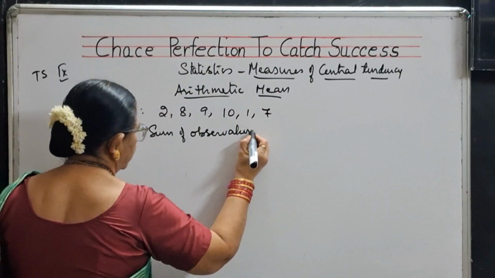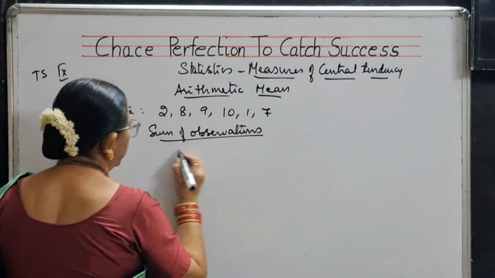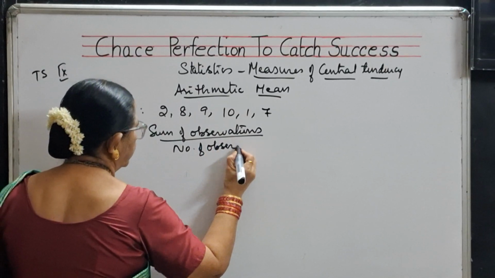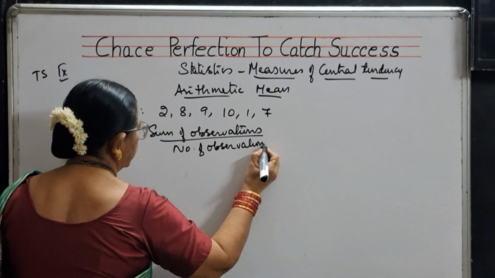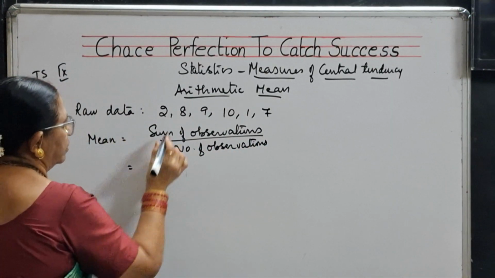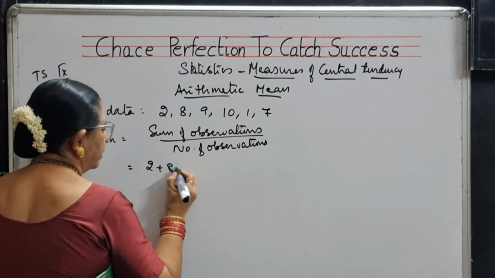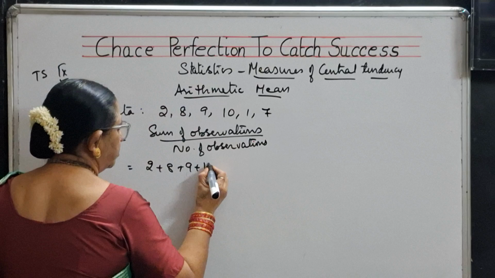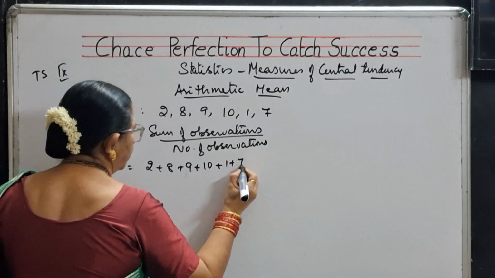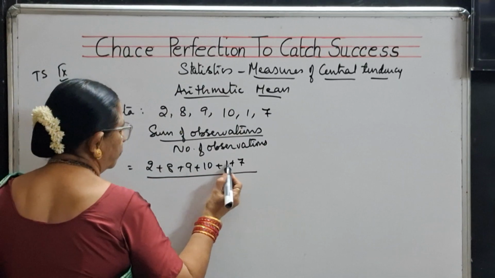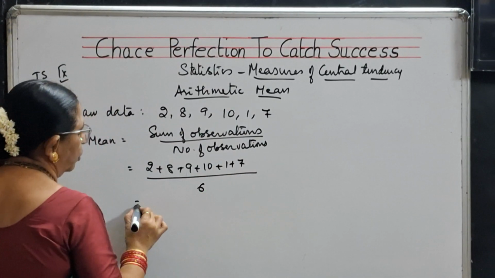observations divided by number of observations. This is the formula children. Sum of observations. What all observations that are given you have to add. 2 plus 8 plus 9 plus 10 plus 1 plus 7 divided by how many? 1, 2, 3, 4, 5, 6.